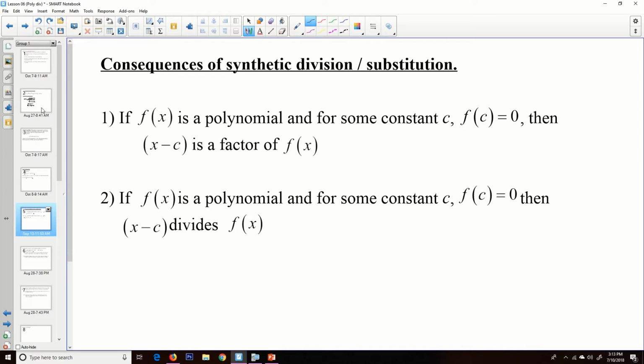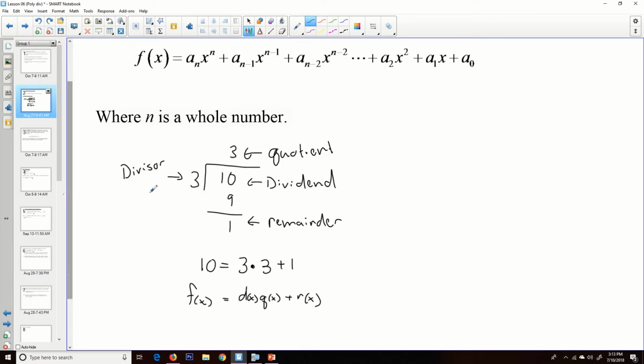So just to go back here, we could say that 3 does not divide 10 because we had a remainder. But we can say that 3 divides 12, because 3 into 12 is 4 times with no remainder. So we can say that.